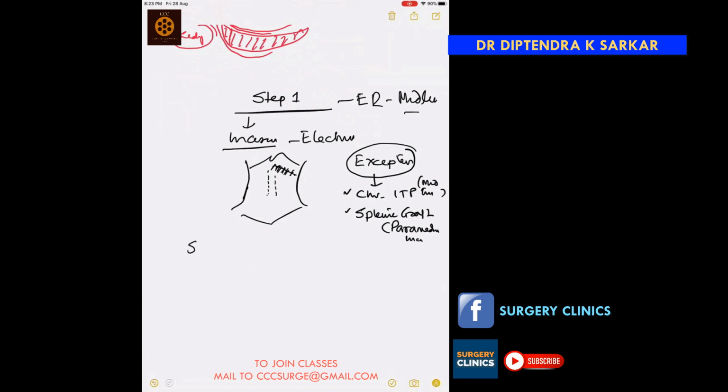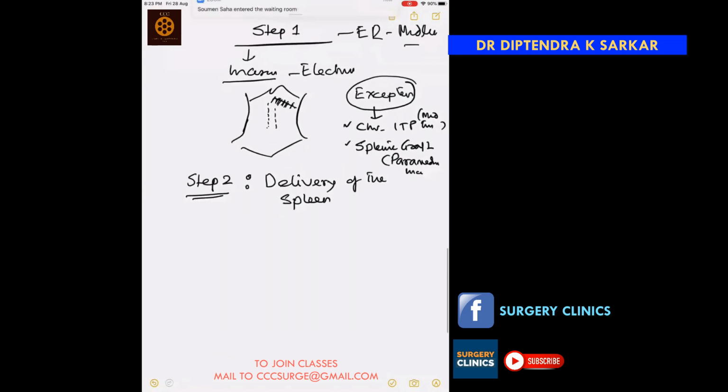Now, as you proceed for splenectomy, step 1, you remember, is the delivery of the spleen. This is the key word. If you have not delivered the spleen, it is impossible to do a splenectomy. Now, the delivery of the spleen is very easy in the lower pole, because the lower pole is usually free. But the upper pole, you will find, is attached to the diaphragm, and the upper pole and the mid portion is very closely related with the stomach.